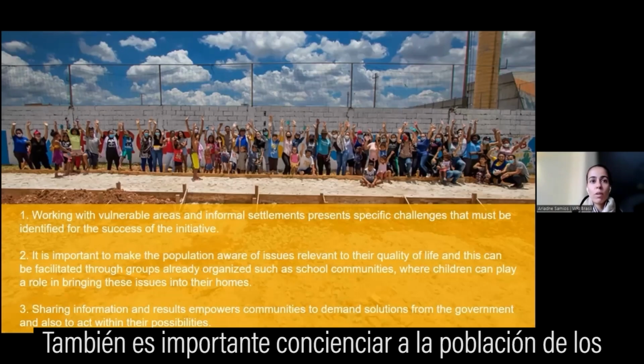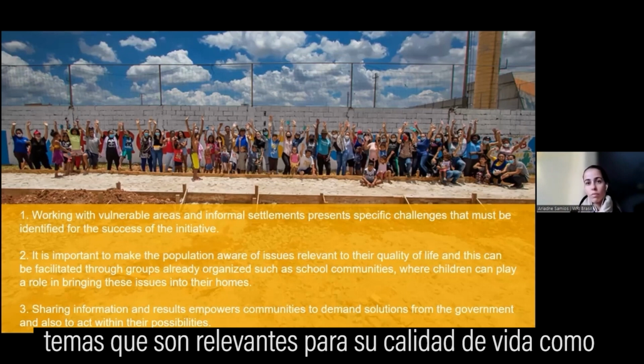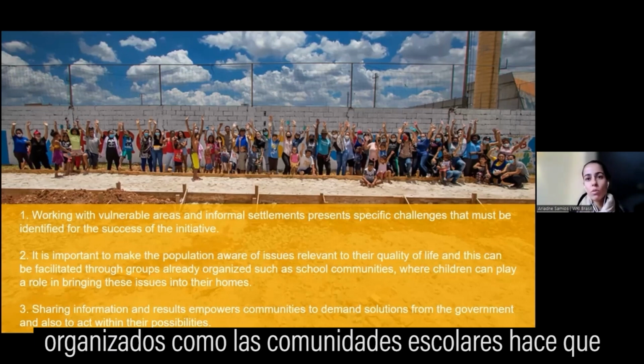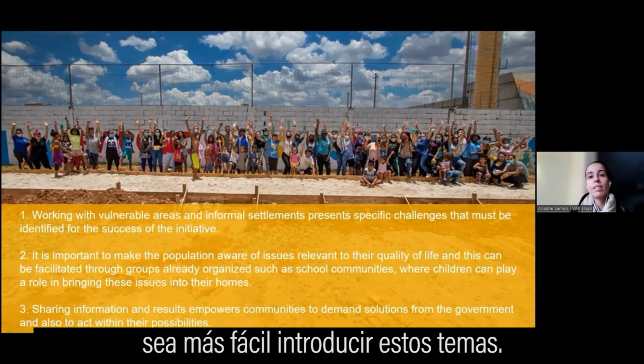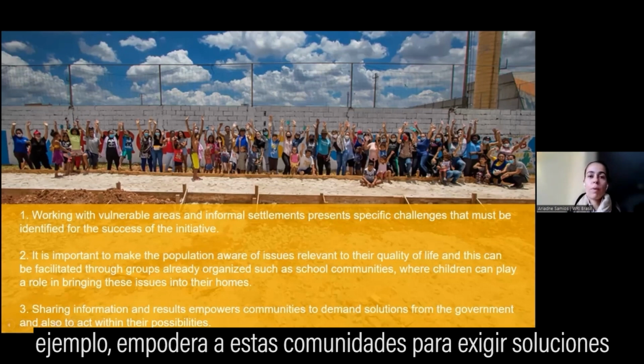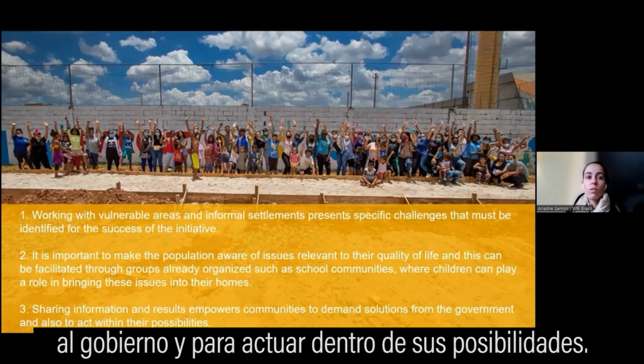Also, it is important to make the population aware of issues that are relevant to their quality of life as air quality, and working with groups that are already organized as school communities makes it easier to introduce these themes. And the third one is that sharing the information and the results of the monitoring, for example, empowers these communities to demand solutions from the government, also to act inside their possibilities.